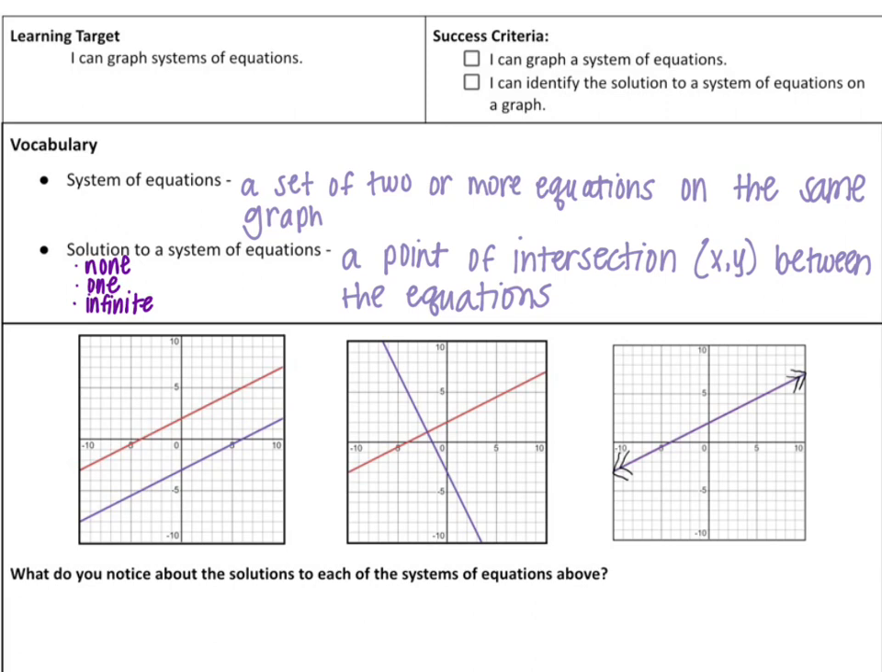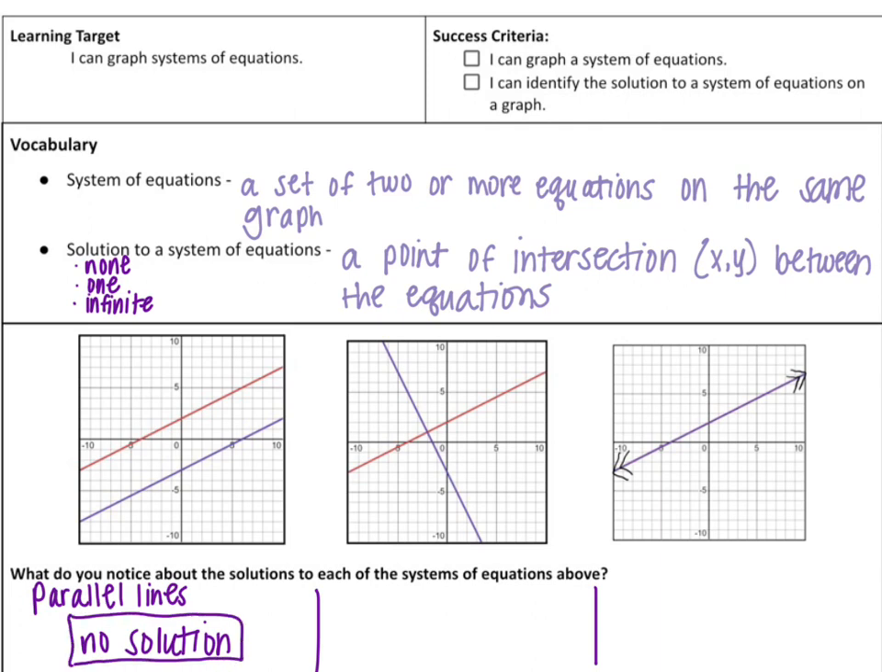The way that I want to answer this question is I'm going to section off and talk about each of them here. So this is parallel lines. They don't ever cross. They have no intersection, so no solution. And just a little side note: when you have parallel lines, the slopes for both of these lines will be the same. Parallel lines means same slope. Maybe make a note of that. We'll talk more about that later.